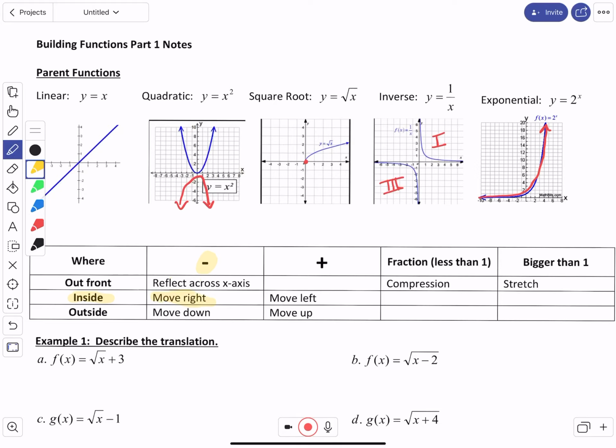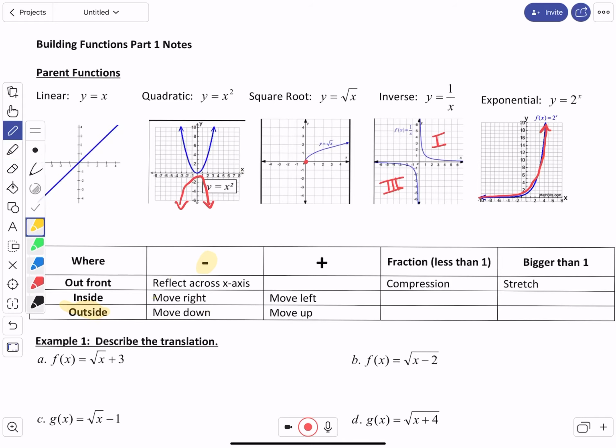So when I talk about inside the parentheses, or inside your square root, or inside the fraction, when I say inside, it's inside something: inside parentheses, inside your radical, or inside your exponent, okay? Outside, so when we're talking about outside, then negative means it's going to go down, okay? So it's going to go down when we're talking about that, okay?